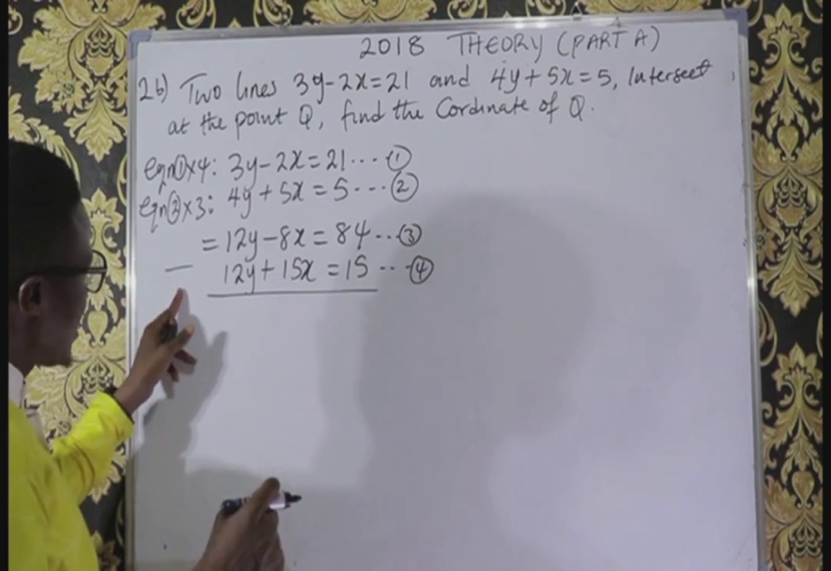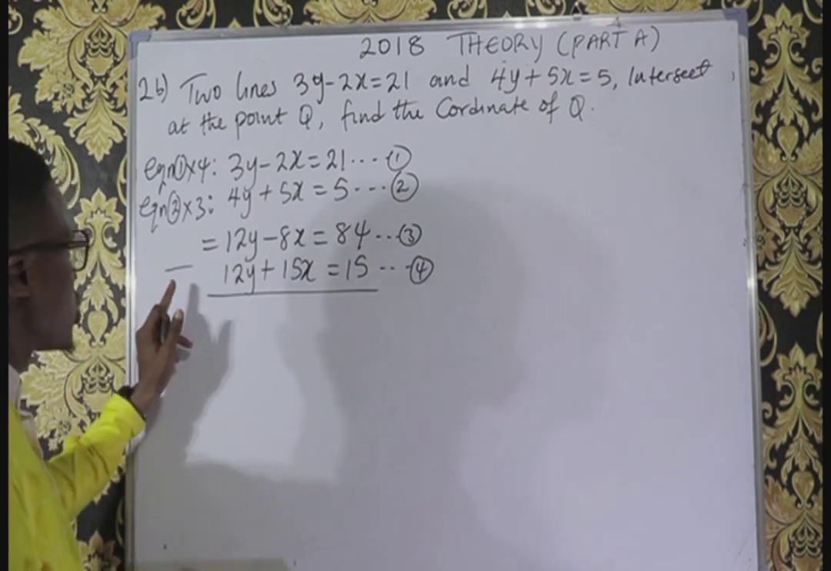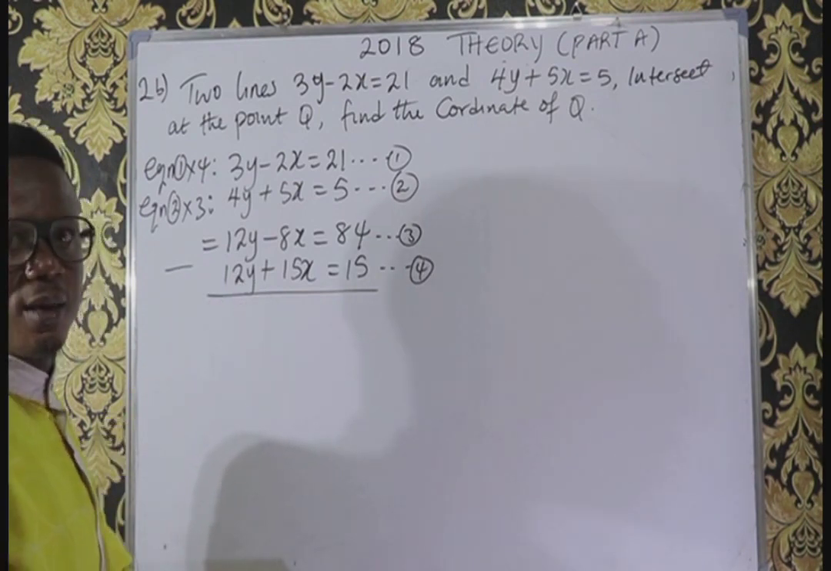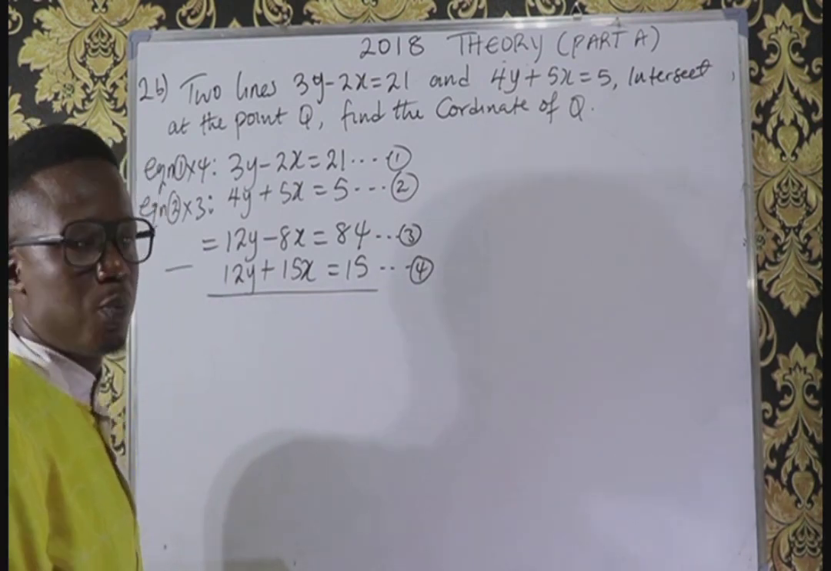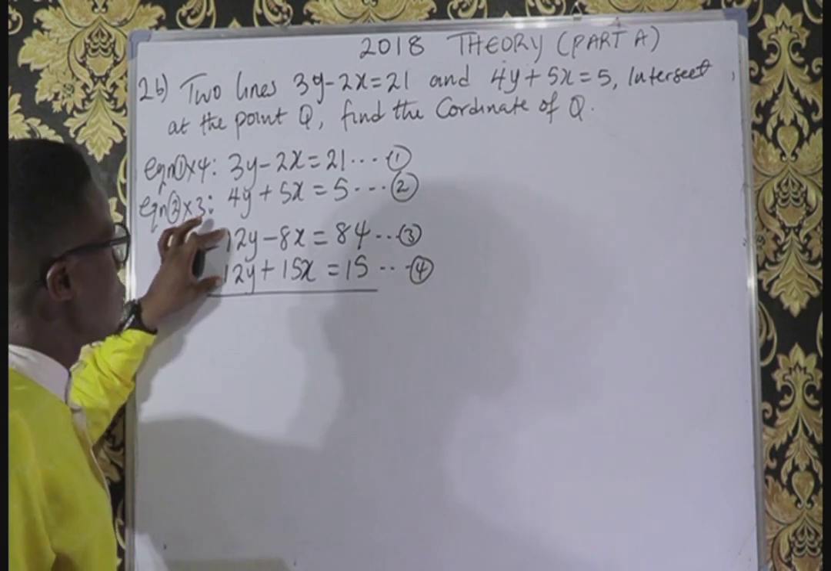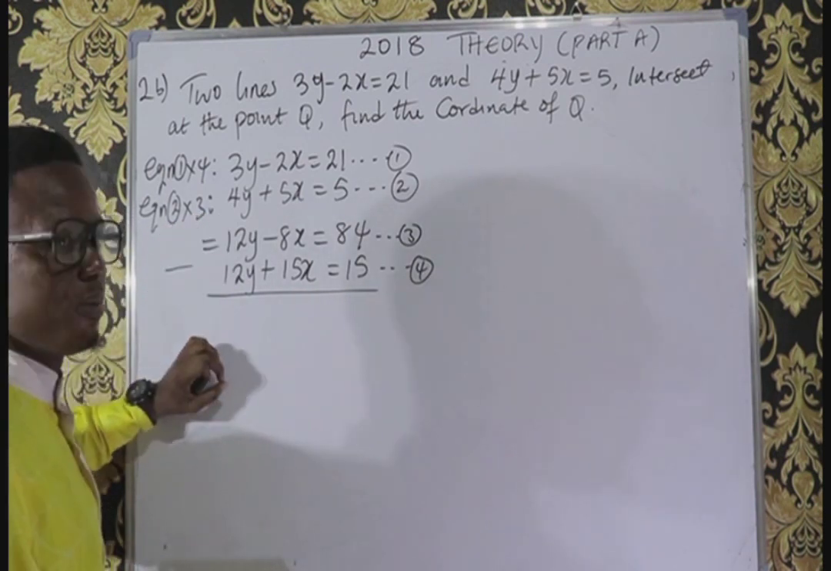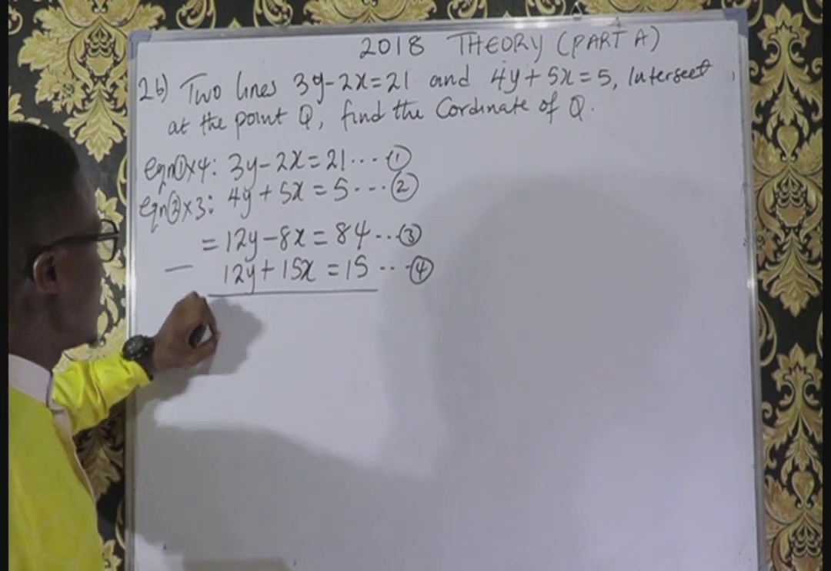But when I write addition here, it means 12y plus 12y, which is 24. The value of y has not been eliminated. Therefore, to know when to minus or when to plus, think of what you will do to the variable you want to eliminate to ensure that it becomes 0. When I subtract here, this will be 0.